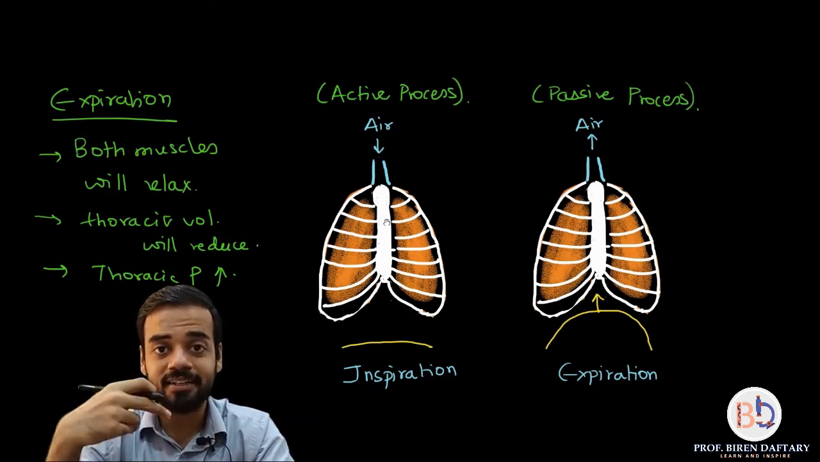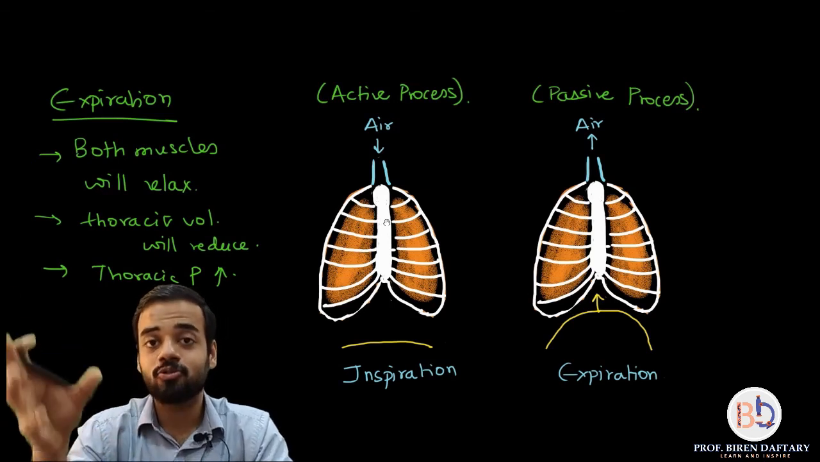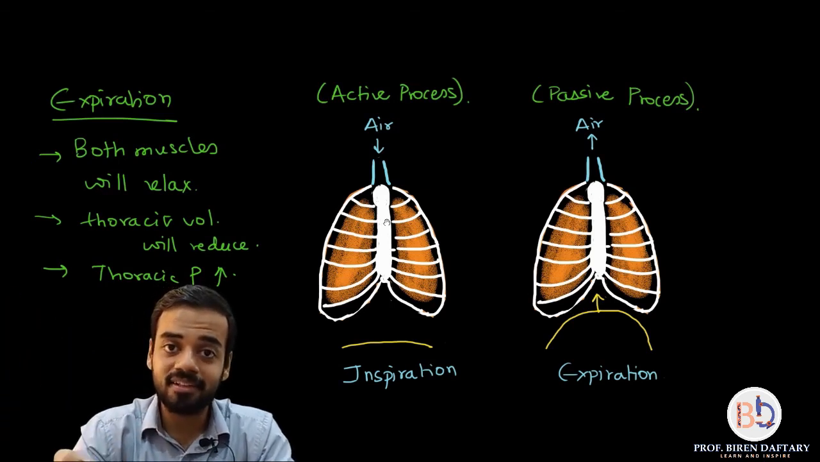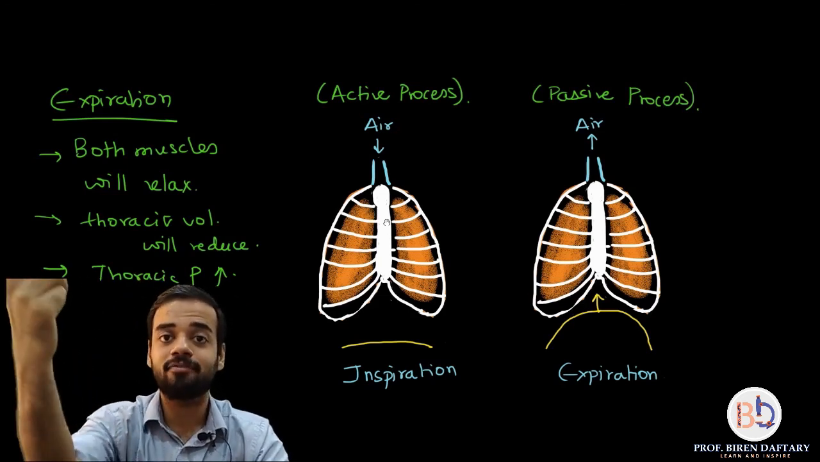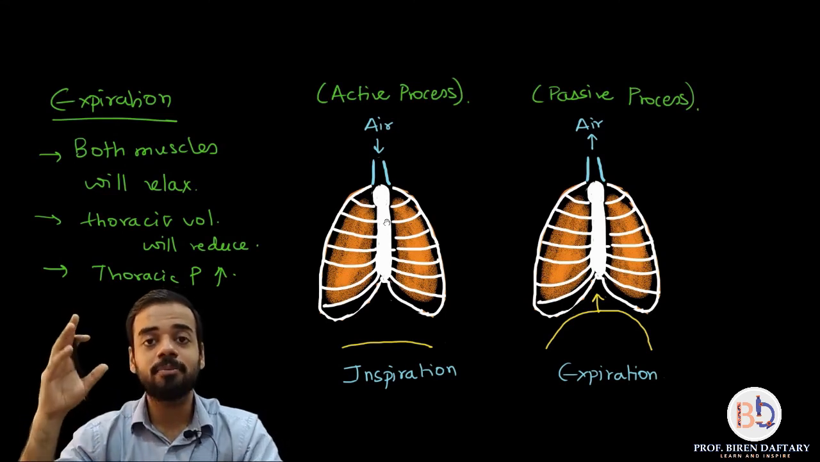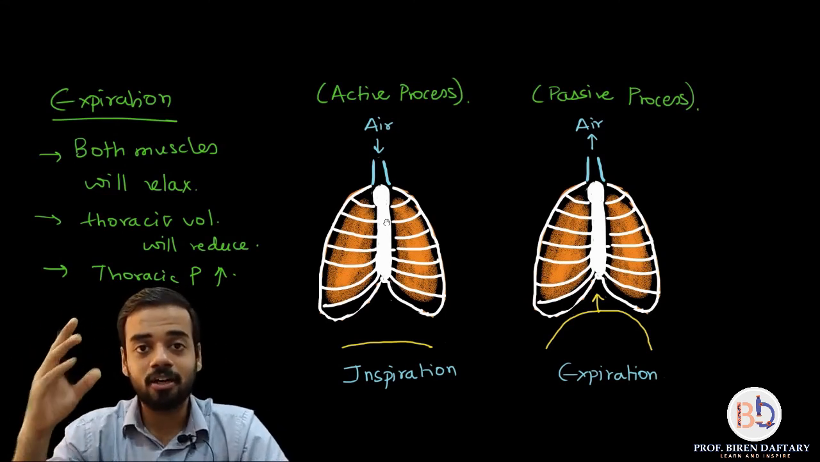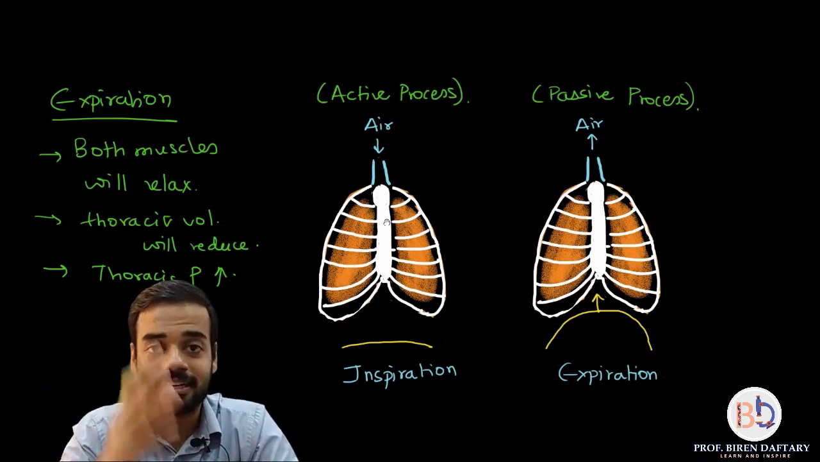How will air enter the lungs? Since the volume has increased, the pressure has decreased. So now air pressure inside the lungs is less, air pressure outside in the environment is more, air will flow from outside to inside. Is this clear? Okay, coming to expiration, everything opposite is happening. Both the muscles will relax. It is a passive process. Inspiration is an active process.